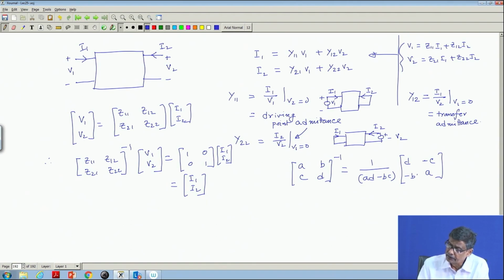Do not interchange B and C. This will be the inverse, because the cofactor of B is minus C and then transpose, so minus C will come here. So, this is the thing, divided by AD minus BC, and this is the inverse of this matrix, very easy to calculate. Therefore, it looks like I1 I2 will be equal to the Z inverse.